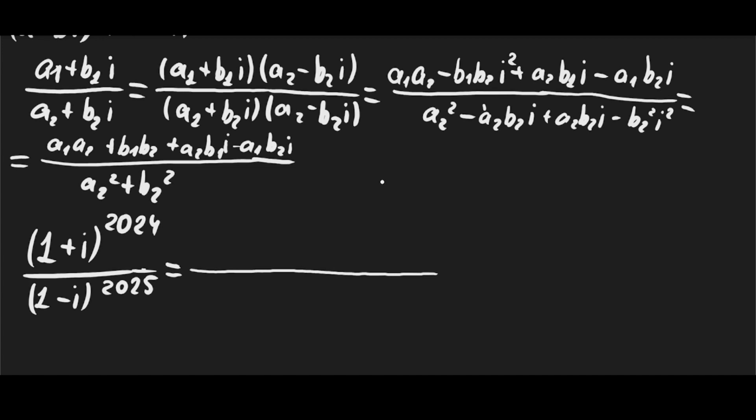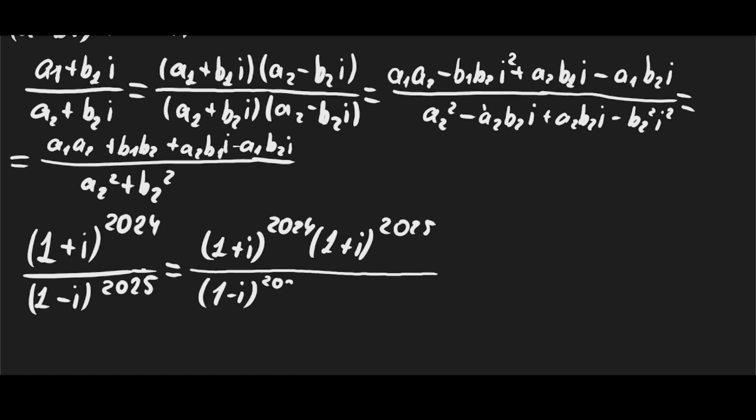As always, we need to use the conjugates. So if we multiply both sides by the conjugates, what would happen? The conjugate of a minus i is a plus i. So we would have (a plus i) to the 2024 times (a plus i) to the 2025, divided by (a minus i) to the 2025 times (a plus i) to the 2025.